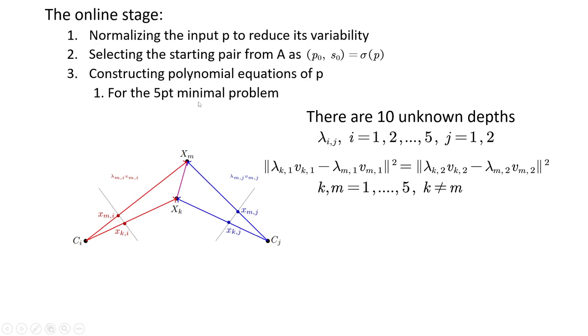For the 5-point minimal problem, we have two cameras here, CI and CJ. On the picture, we have points XMI, XJ, XKI, XKJ, XMJ. And in this picture, we can see the distance from XM to XK is fixed. So, and we have another placement lambda from C1 to XM. And we use the corresponding homogeneous coordinates V, and we can describe this distance from XM to XK in this equation.